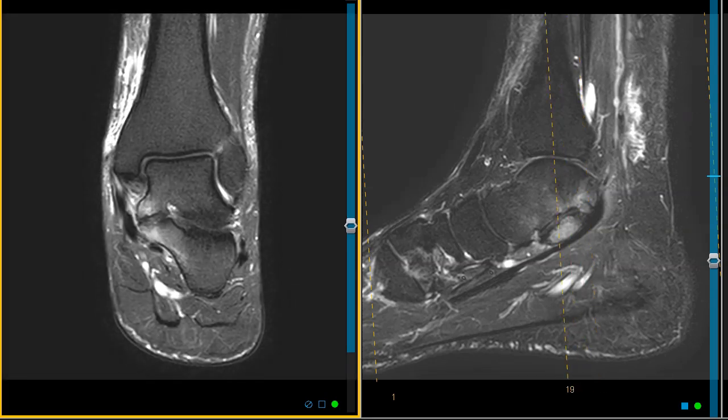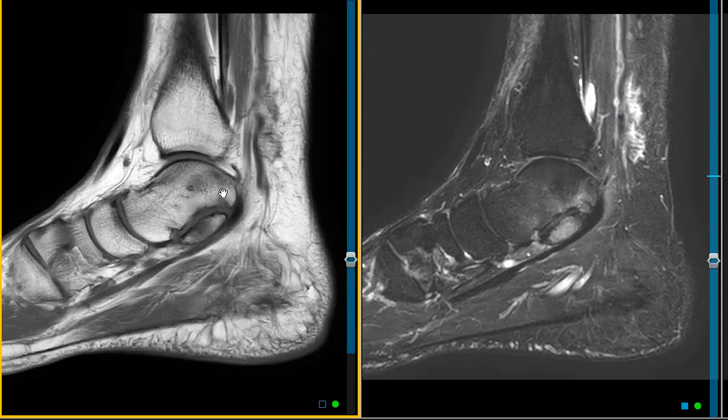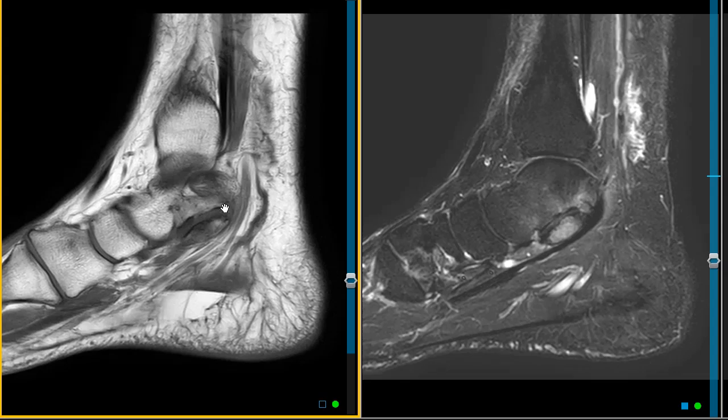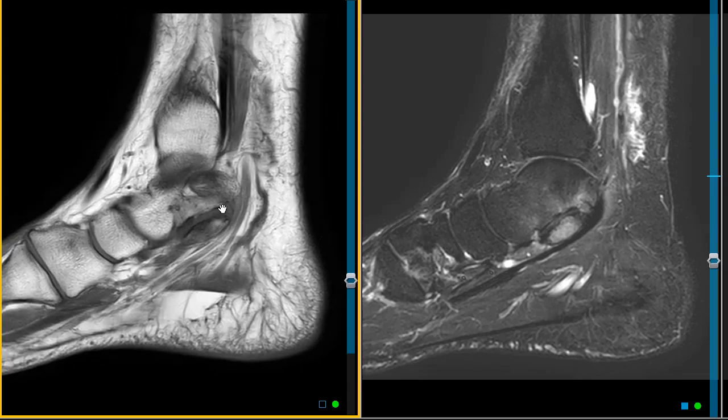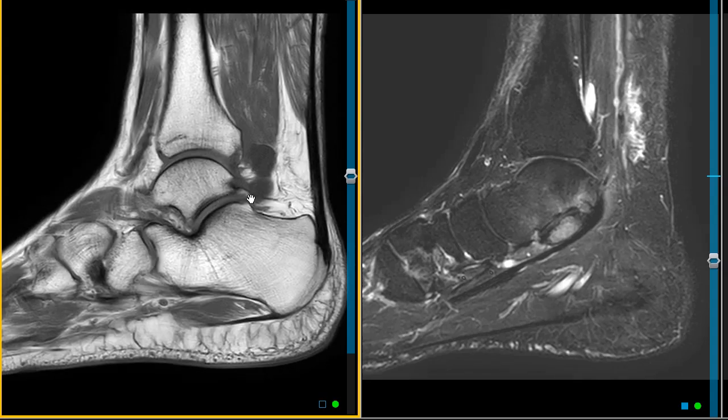But this is an example of a talocalcaneal coalition. Let me put up a sagittal view to show where it is. It's right here on the sagittal view. We have an anterior subtalar joint, or the talonavicular joint, right here. We have a middle subtalar joint, which is right here. This is the abnormal joint. And we have a posterior subtalar joint here that looks normal.